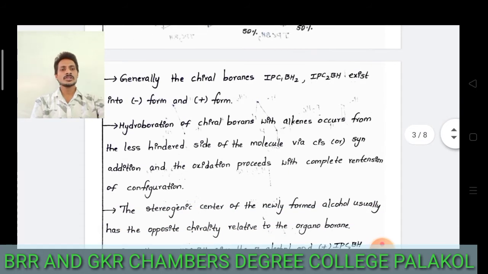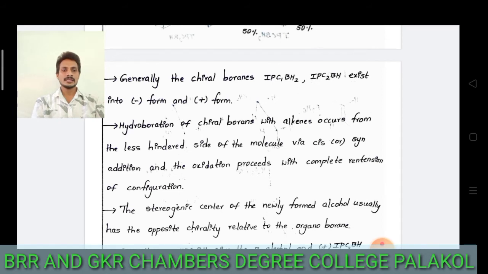Hydroboration of chiral boranes with alkenes occurs from the less-hindered side of the molecule via cis or syn addition, and the oxidation proceeds with complete retention of configuration. That means alkenes treated with chiral boranes first undergo alkyl boration reaction, giving the corresponding alkyl boranes. The formed alkyl boranes, when treated with hydrogen peroxide, give the corresponding alcohols.